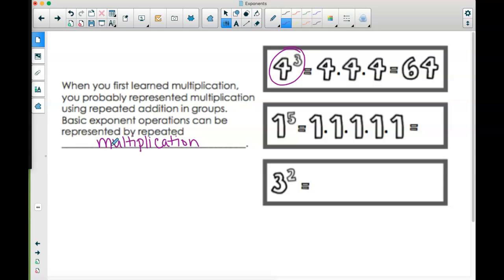Okay, and you could grab your calculator. I don't expect you to do this in your head. This is why we have a calculator. And you could type into your calculator 4 times 4 times 4, and it would give you 64. Okay, pretty simple.